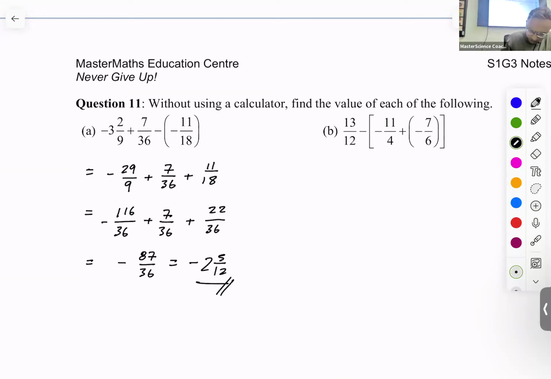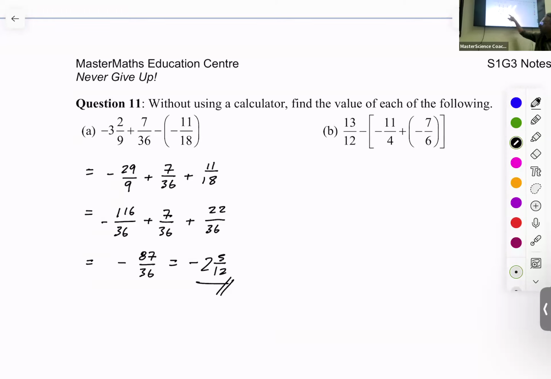So actually, what do they mean by without using a calculator? They mean to say that they want to see you perform these steps here. And this is the whole idea of them saying without using a calculator. Of course, your teacher is not going to come to you in the exam and physically check whether you are using the calculator or not.